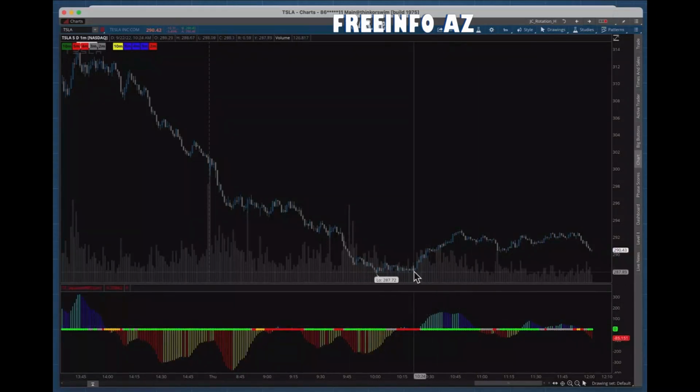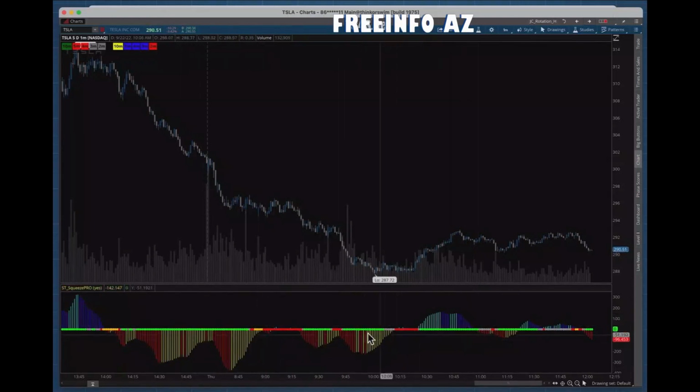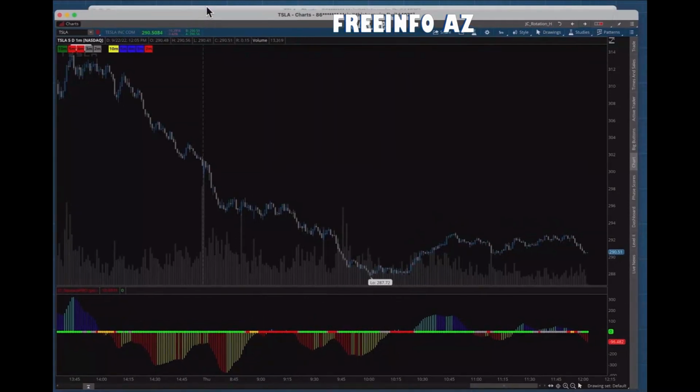And so that was kind of why we said, all right, well, let's try to put together something that allows us to see what's going on in the squeeze oscillator as it rotates from red to yellow and light blue to dark blue, et cetera, but across multiple time frames all at the same time. And now we're in the here and now.